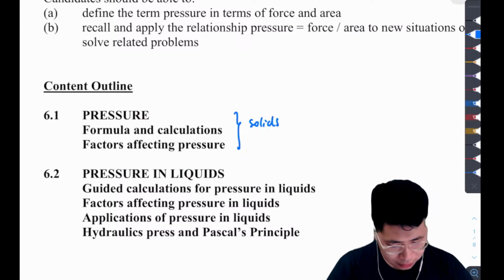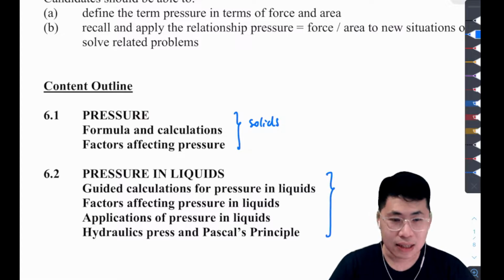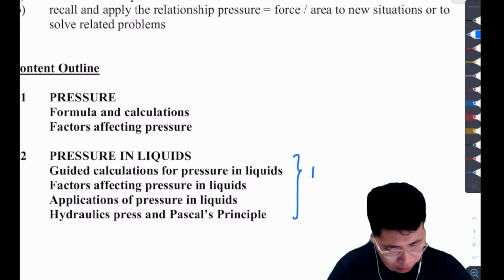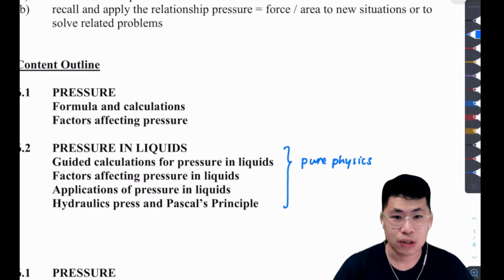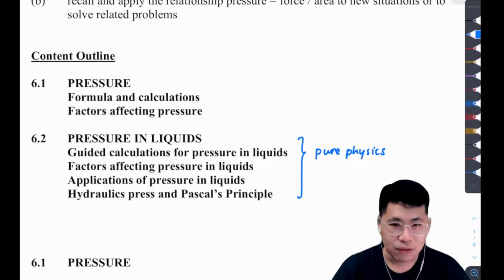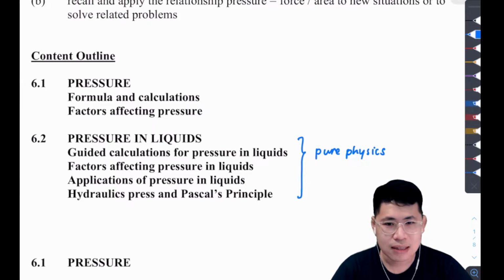Second part over here is actually pressure in liquid. So this idea is a new idea, alright? And as mentioned in the lessons, this is actually a pure physics concept, okay? Usually in pure physics, but a lot of the applications now spill over towards combined physics. So it's also good for us to know some of these principles so that when we tackle these questions, we are very used to these questions. Okay, so without further ado, let's start off with the very first thing over here.